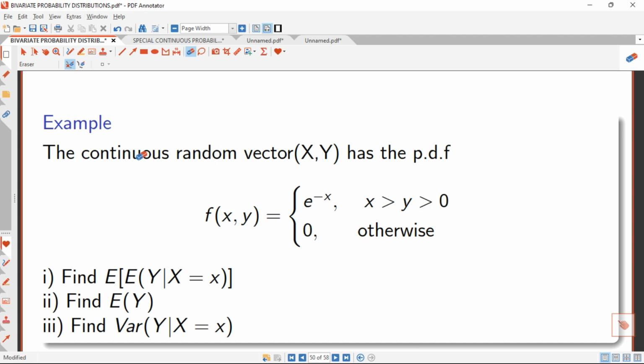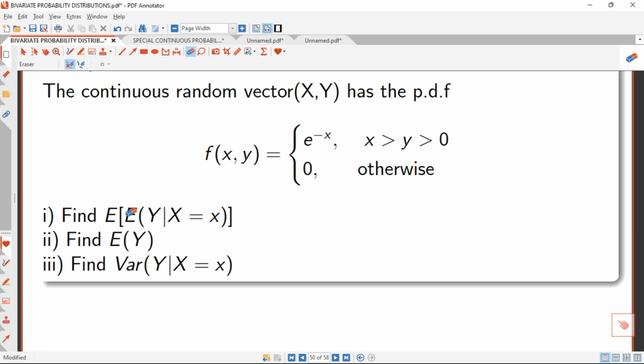They say that the continuous random variable x, y has the PDF, right? So this is our PDF. We have been asked to find the conditional expectation of y given x, and then find the expectation of y, and then find the conditional variance of y given x. This is the question that is being given to us to solve, so we are going to dive into it.